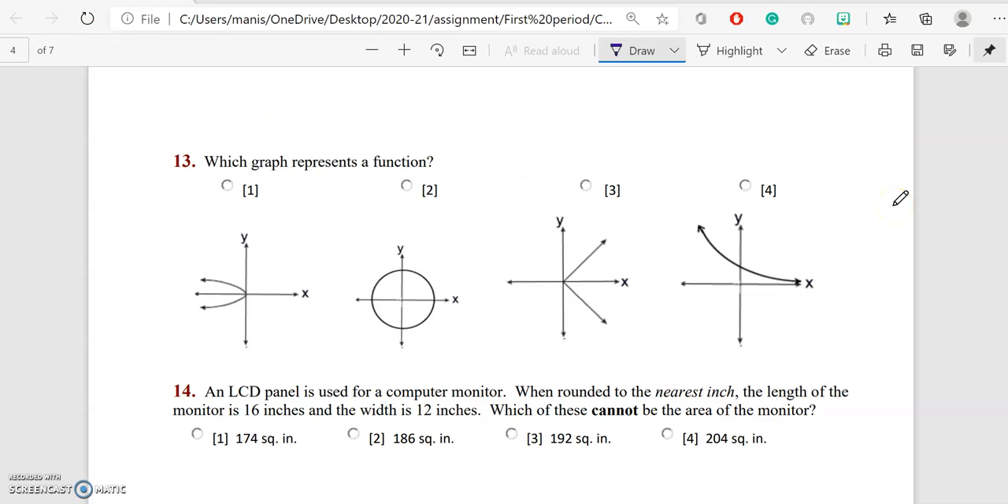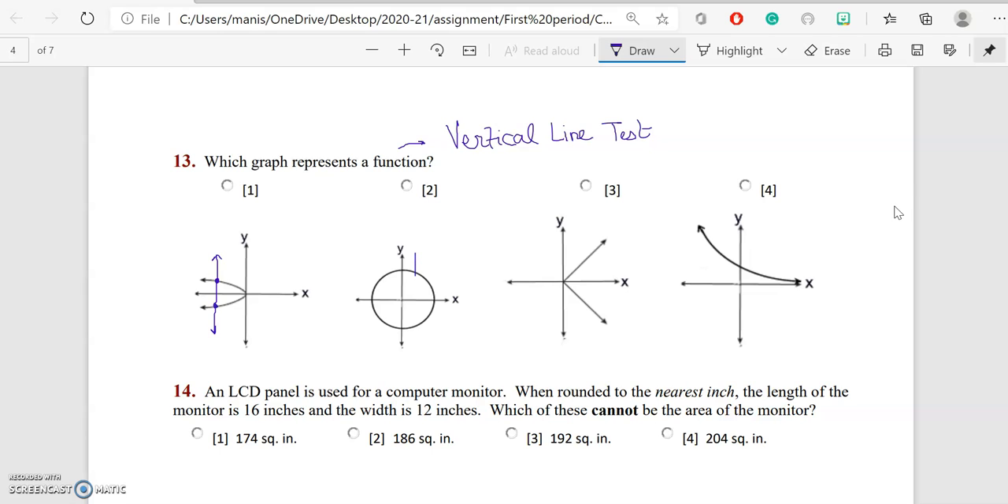Question says which graph represents a function? To do this question, you will need the concept of the vertical line test. What was the vertical line test? The vertical line test says if a vertical line passes through any of the graph at 2 points, then it is not a function.